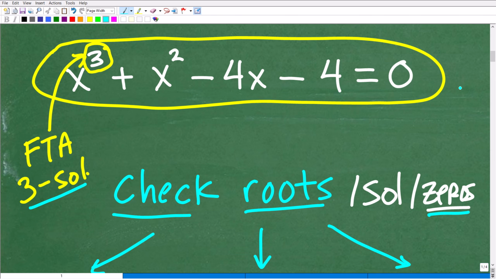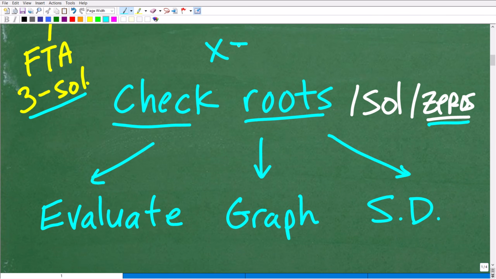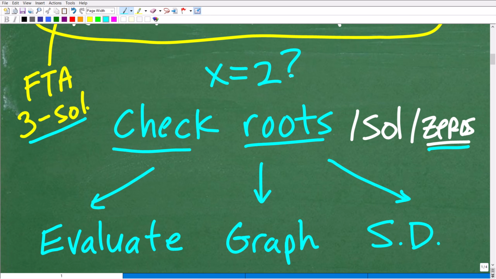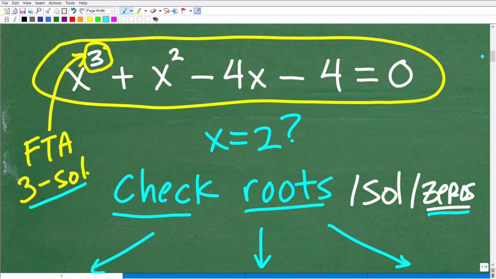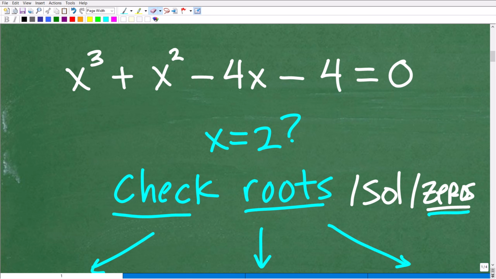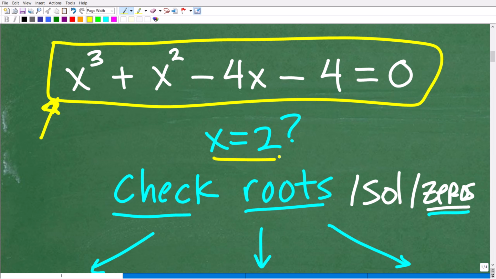Okay, so how can we check if a particular number, in this case x equal to 2, is a root to this polynomial equation? Now, this question isn't asking us to solve. Let me erase all this here. Well, one way you could check the roots is to solve this equation and then see, hey, did you get x equal 2 as one of the answers?